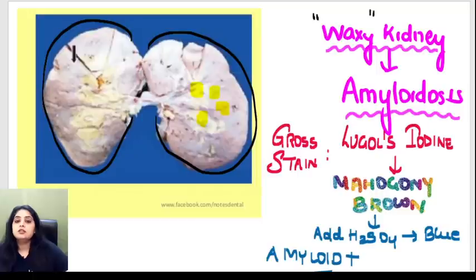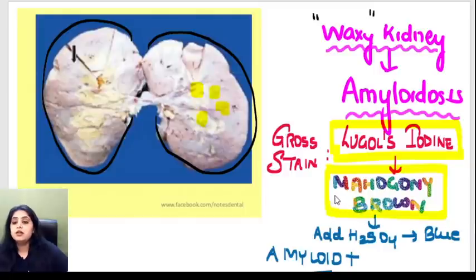So repeating, the question that you get is what is the gross stain? The main stain is Lugol's iodine and you get a mahogany brown color. On top of that same color, if you add H2SO4, it will turn blue, and that is a property of amyloid.